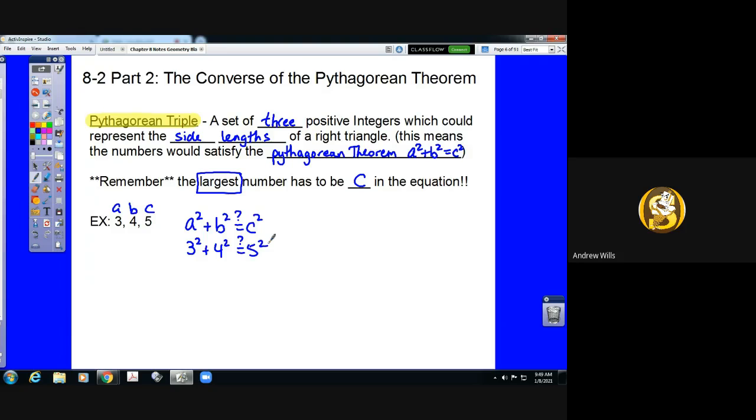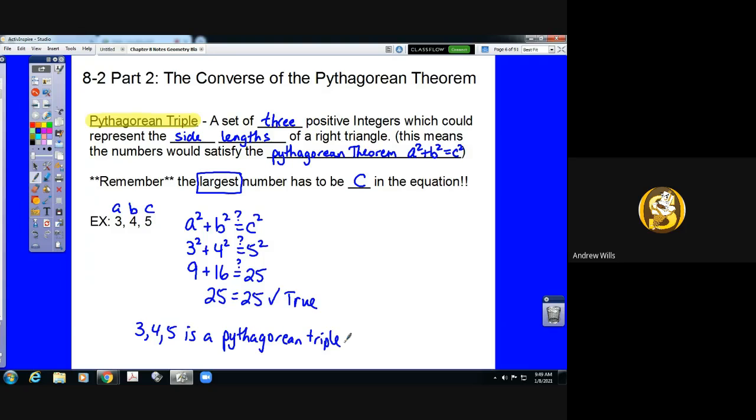Well, 3 squared is 9. 4 squared is 16. 5 squared is 25. 9 plus 16 is, in fact, 25. So since this is a true statement, our answer here would be 3, 4, and 5 is a Pythagorean triple. Yes, that set of numbers is a Pythagorean triple.